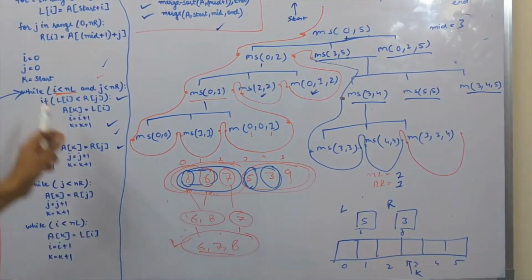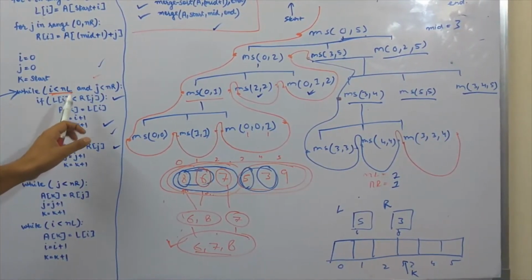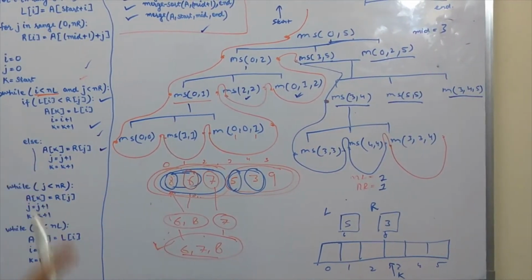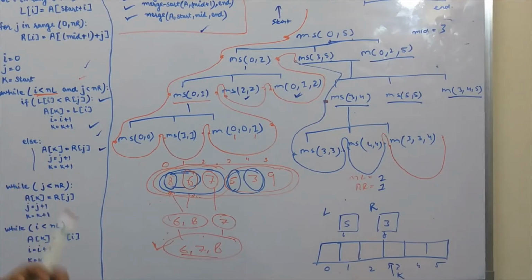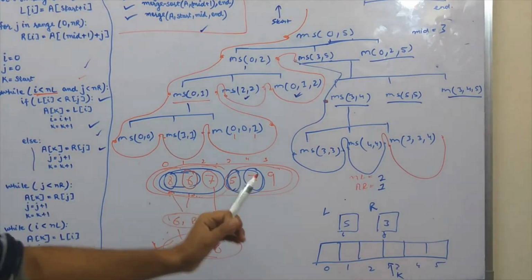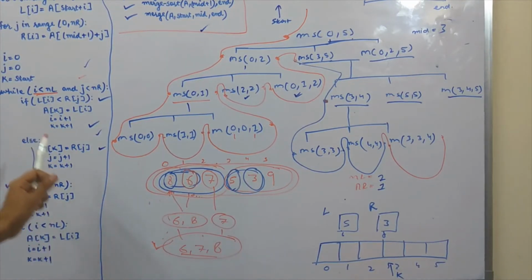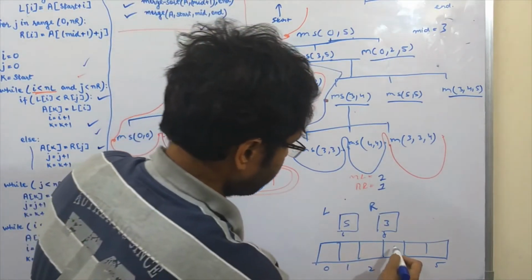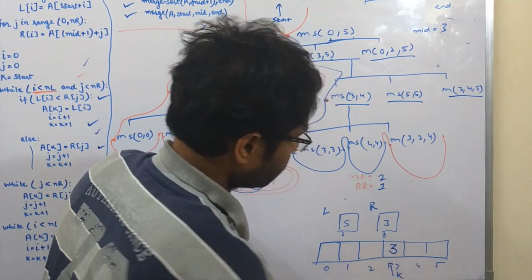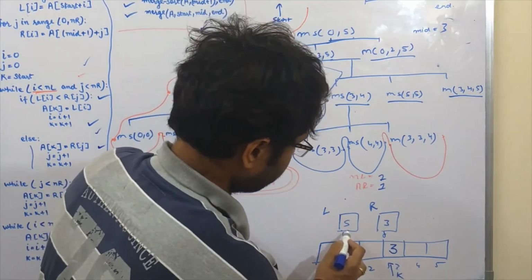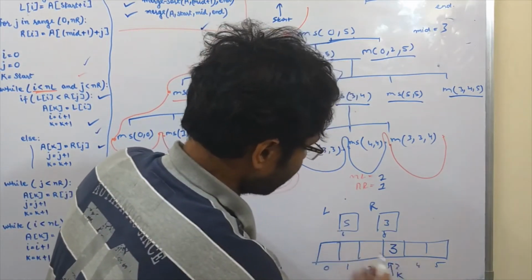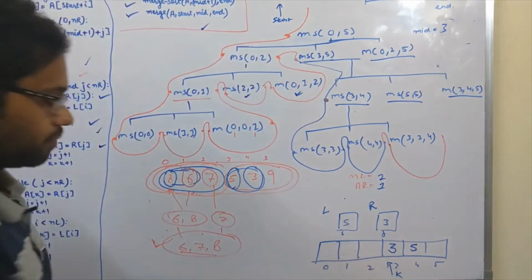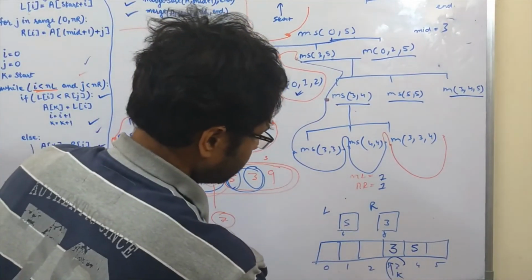So what we will do, we will just check whether i is less than nL and j is less than nR, and in both cases i is less than nL and j is less than nR, as i and j are 0 and the nL and nR values are 1. So we will compare the right part and left part. Whichever is less, we will put it here. In our case 3 is less, so we will put it here, and in the end whatever is left we will put afterwards. So you have to take care that the k value starts from the start point.